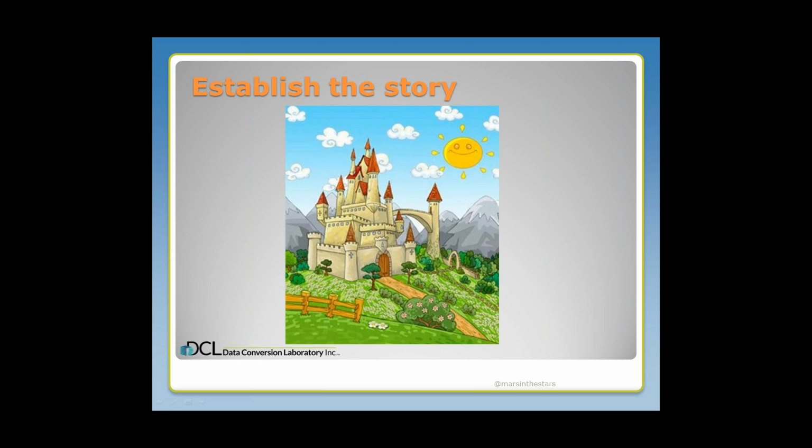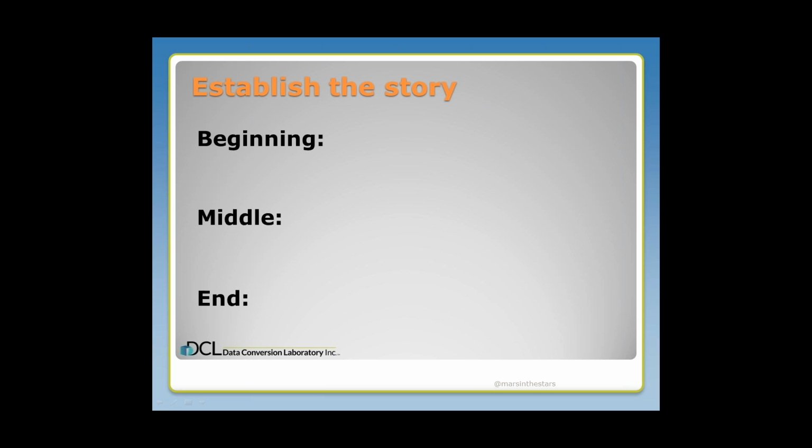The next step is we need to establish the story. This creative part is the hardest part, but I also think it's the most fun part. This is where we need to determine what is the beginning, what is the middle, and what is the end of this scenario. Let's talk about fairy tales again, because that's a really easy way to see a really clear beginning, middle, and end. Little Red Riding Hood.